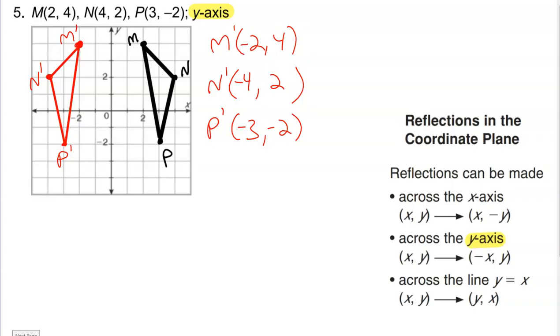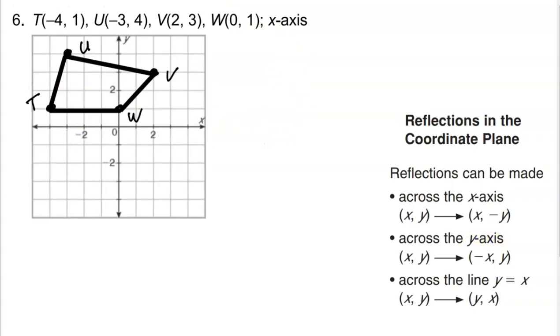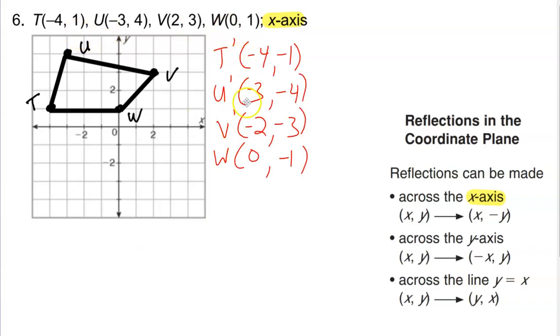Alright, let's take a look at another example. Okay, here we want to reflect over the x-axis. And here are your points. And here's your new points for the image: -4, -1, -3, -4, -2, -3, and 0, -1.